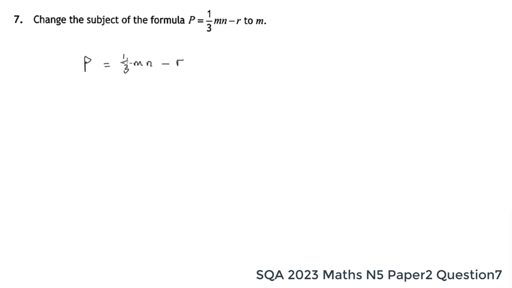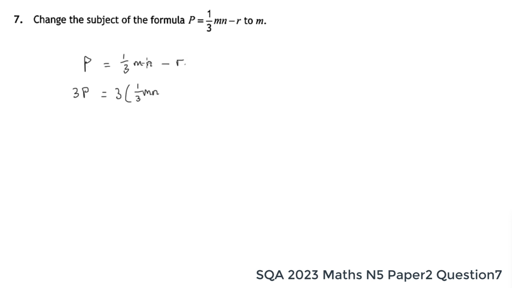So we want the subject to be M, therefore we want M on its own on one side of the equation. So we have to get rid of all the rubbish that's round about M. So let's first concentrate on this divide by 3, this third. And we would get rid of this divide by 3 by doing the opposite, multiplying by 3. Both sides should be multiplied by 3. So 3 times P would be equal to... Now, be careful about this because it's not just that first term here.